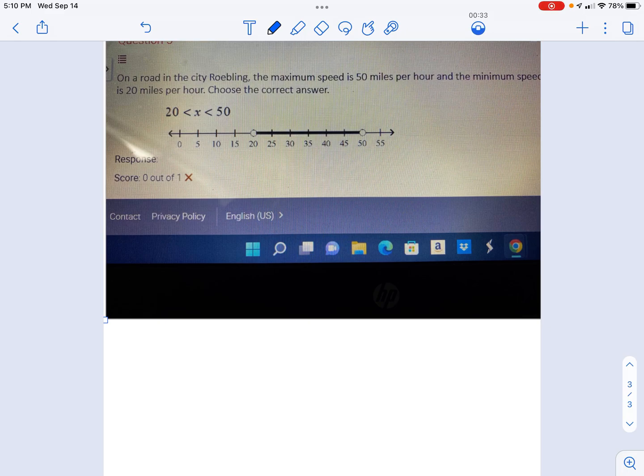Okay, so the graph is partly right, and your inequality statement there is partially correct, but we're missing something. So notice what the problem says. The maximum speed is 50 miles per hour. So that means that the speed on this road can be in between 20 and 50 miles per hour, but it can also include 20 miles per hour, and it can also include 50 miles per hour. So your statement here shows that it can be a speed that is really 21 to 49.